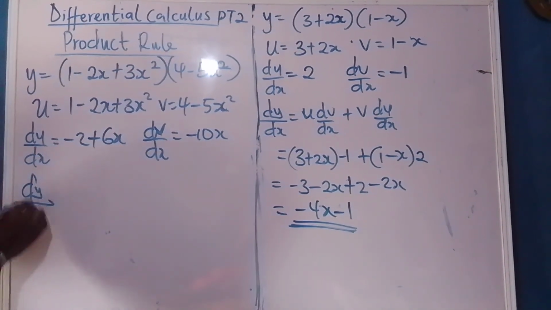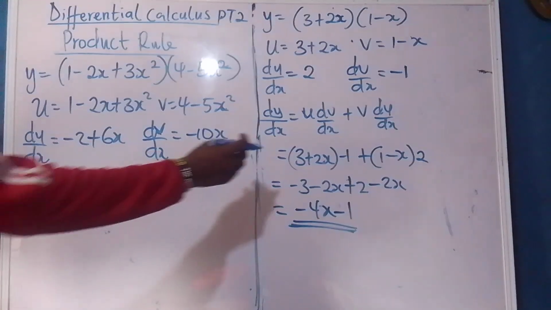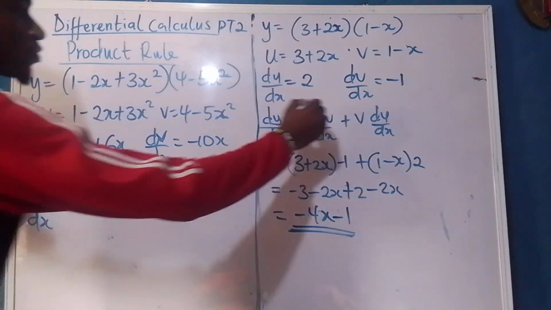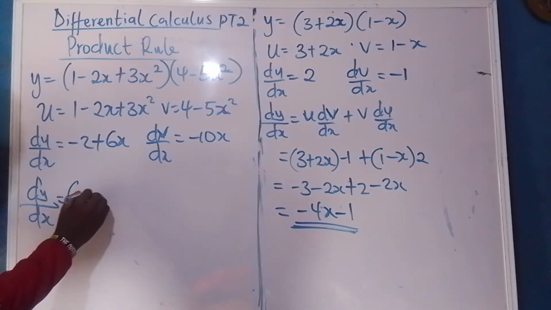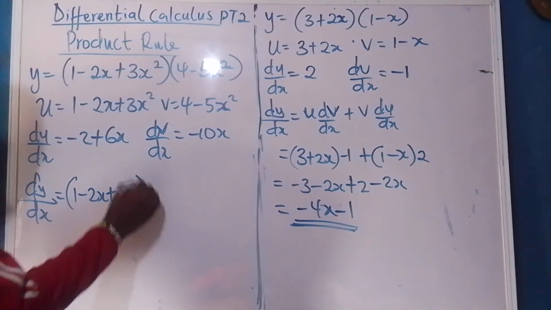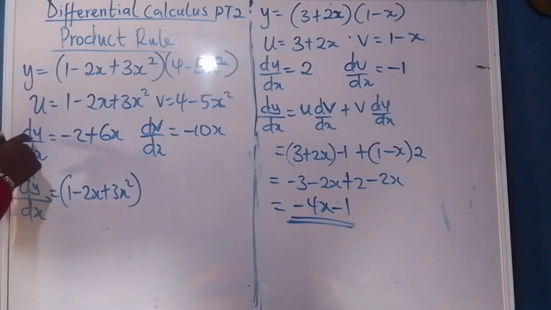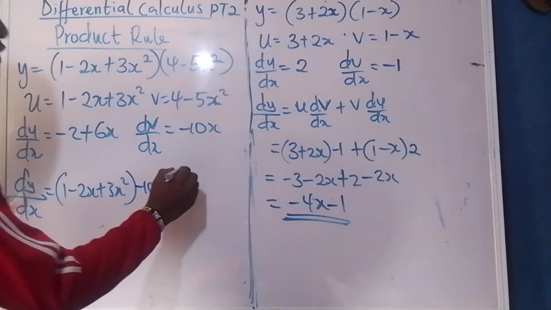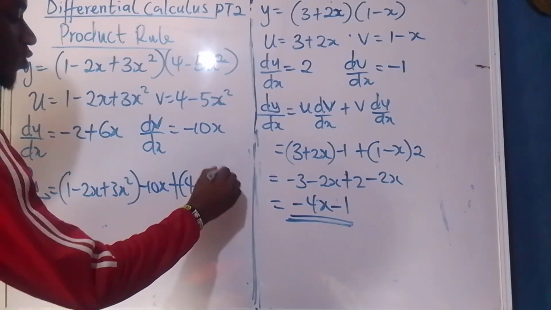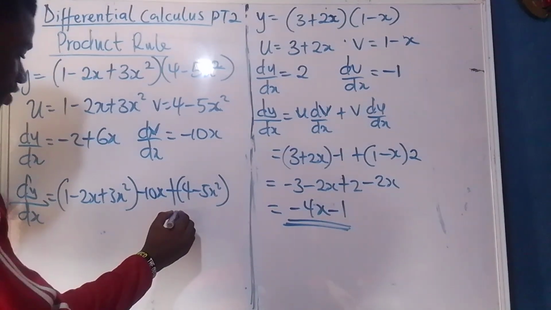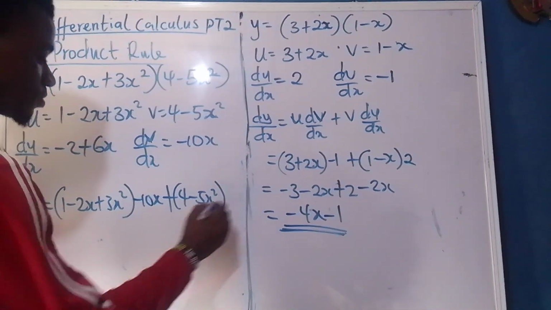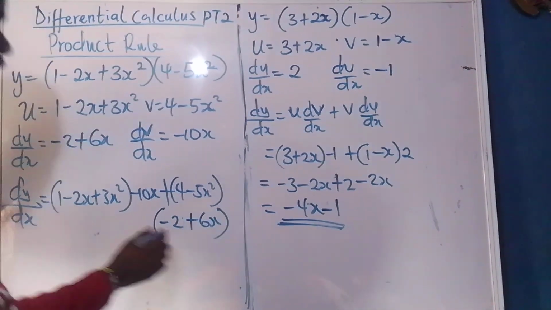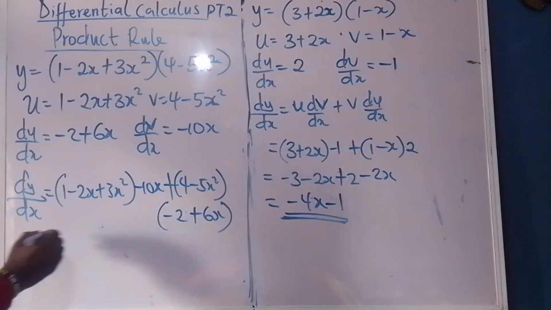Then go back to the formula of product rule. I don't need to write it, using the same formula, let's go straight. That's u dv, that's 1 minus 2x plus 3x squared, then dv, that's minus 10x, then plus v du, that's 4 minus 5x squared du, which is minus 2 plus 6x. I'll manage it below, so due to no space, I'll manage it.